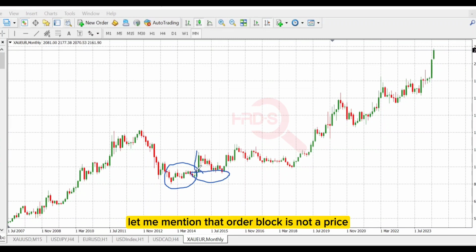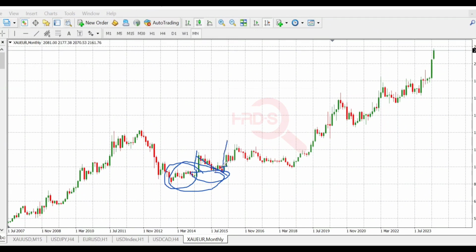Let me mention that an order block is not a price, it is a level. You don't say it must be here. No, it's a level. So I mark out the zone where the order started. We had a strong move from that point. And then if I look again, after we push price down into here, I can notice that after we made a big expansion here, we created another block here.